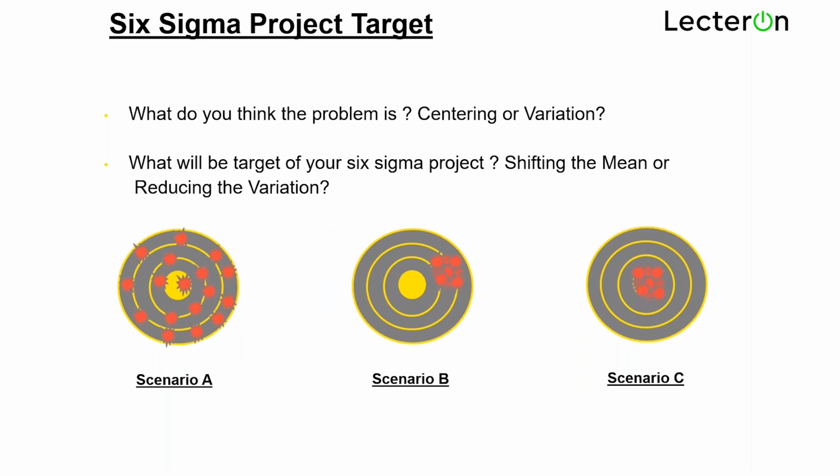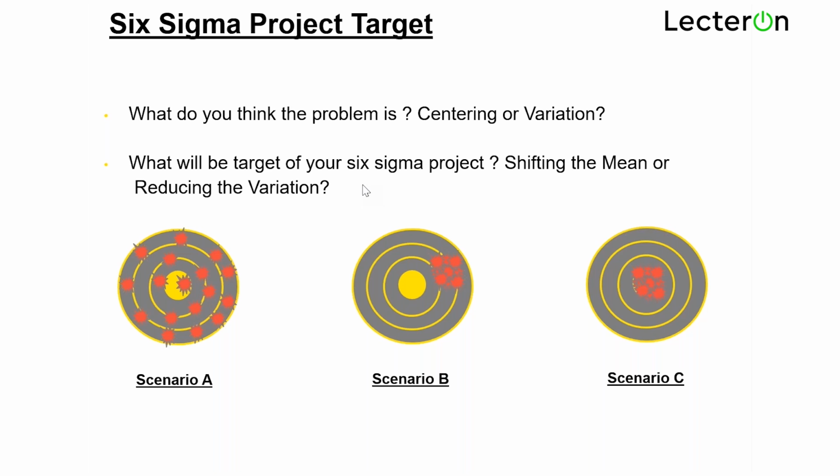Based on this explanation of Six Sigma, if you are able to understand what it is that you need to target, 50% of the job is done. So let me just give you some examples. Six Sigma project target, and visually we have depicted the process. Here it's a bullseye. So there are 3 scenarios, Scenario A, B, and C. Let me just go round robin and ask you, what do you think is the problem? What should be the target of your Six Sigma project?